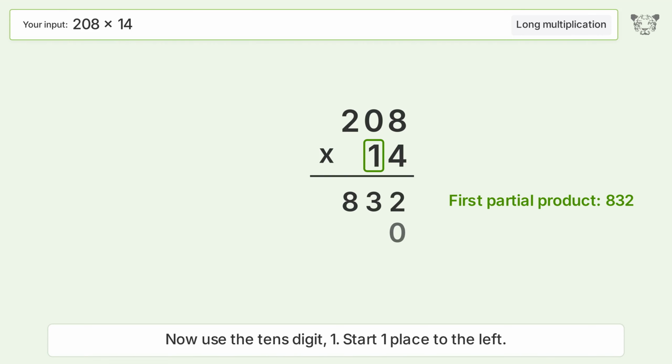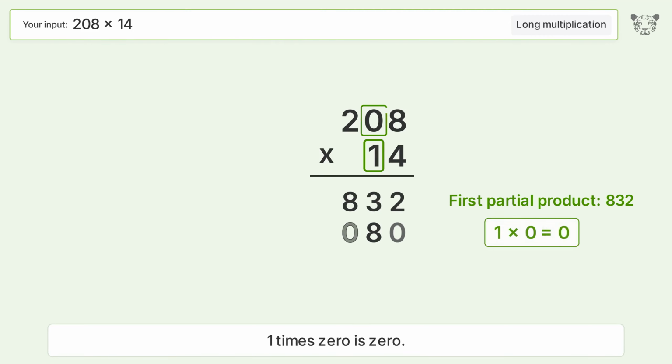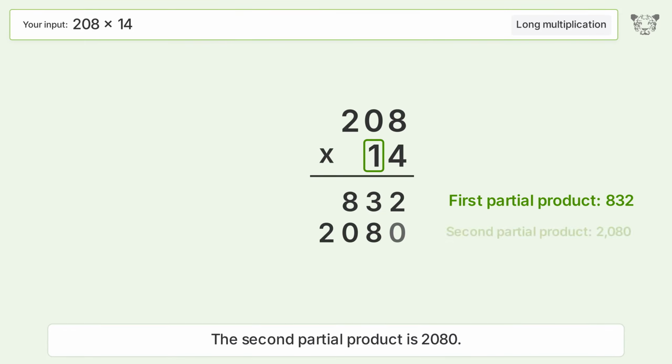Now use the tens digit, 1. Start one place to the left. 1 times 8 is 8. 1 times 0 is 0. 1 times 2 is 2. The second partial product is 2080.